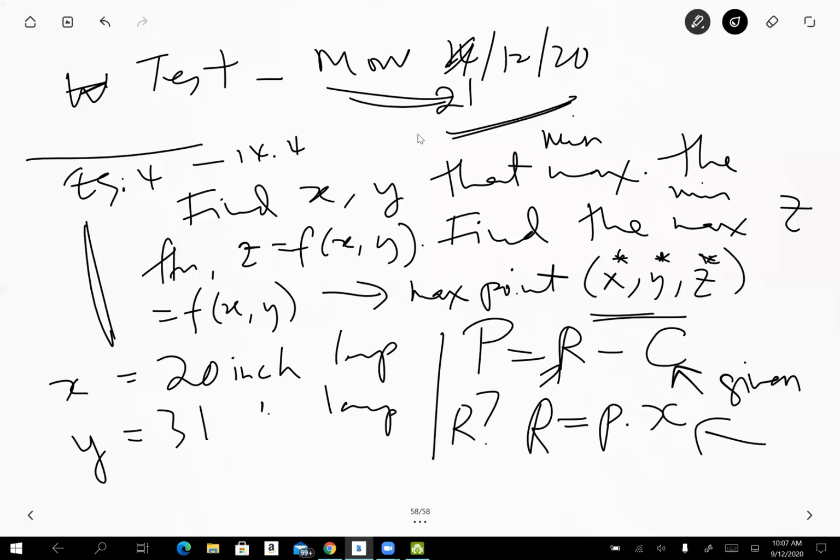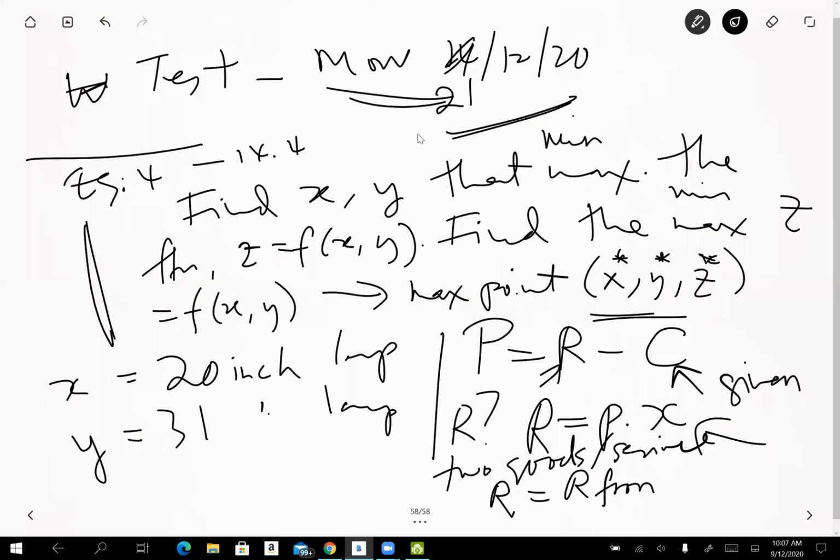Now, when you have 2 goods or 2 services, then the revenue will be just equal to the revenue from the first good, that is the revenue from X, plus revenue from Y. So the revenue will be simply the sum of the revenue that we got from X and the revenue that we got from Y. All right. So the basic formula will be just P multiplied by the quantity. So now you have 2 revenues. One is the good X, is simply P, the price of X, okay, multiplied by X.